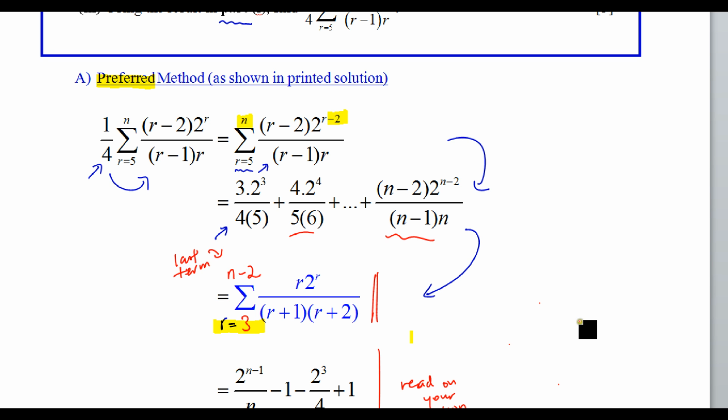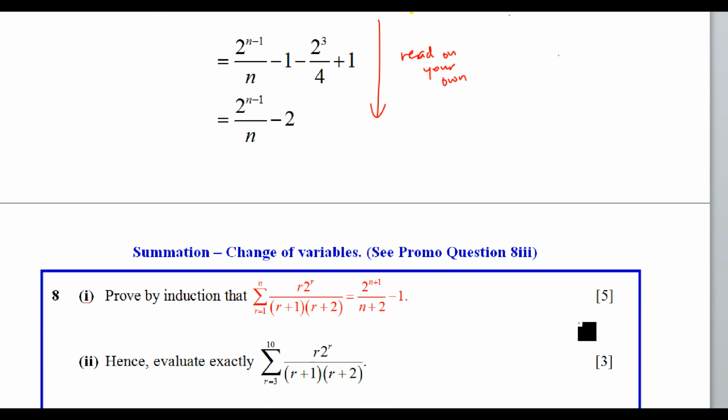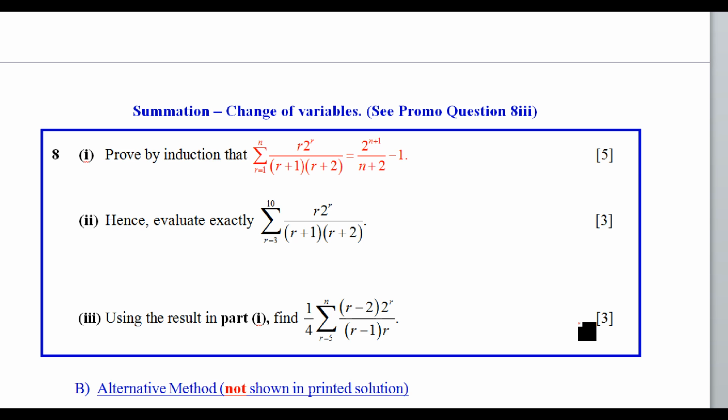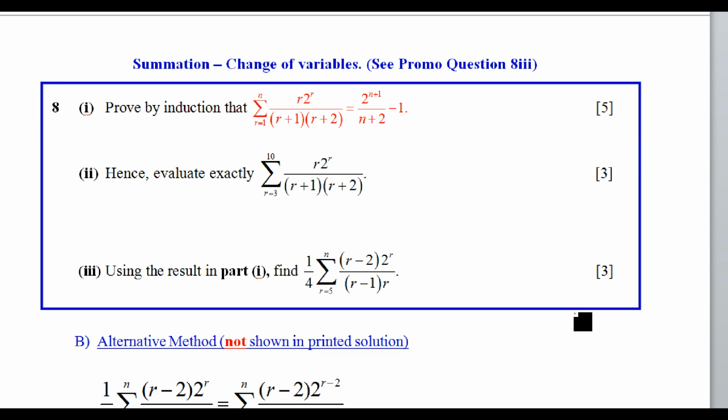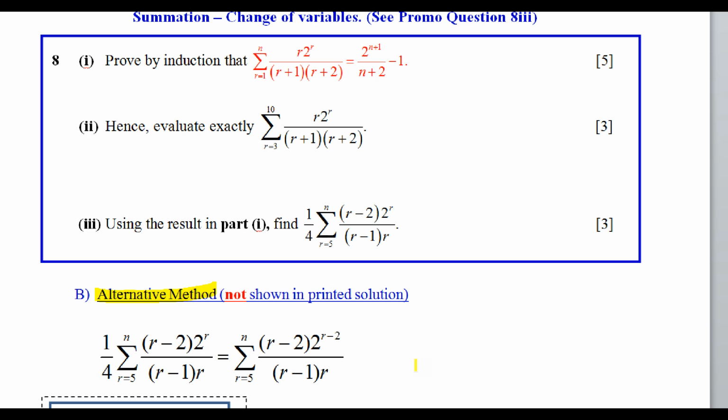The focus today now will be how do we use an alternative method. Notice here is an alternative method, not shown in the printed solution, and may I also add that it is not preferred. Not preferred, but I'm about to show you so that you have an option if you get stuck in using the first method. Alright, but I must say that it's not preferred because of various reasons which I will mention later.